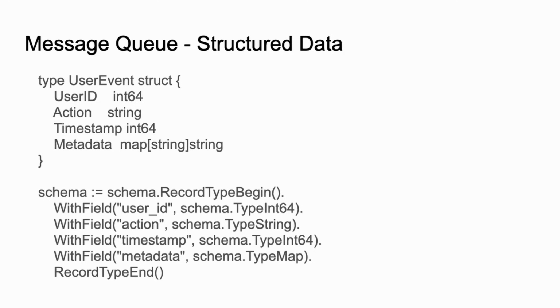Here's one example. If you want to store user events, you can just define the struct and also the schema. Basically, you can say the schema record type has fields user ID, action, timestamp, and metadata. This is a schema, and you can publish and subscribe to the messages. All of the messages will be converted into columnar format and stored as Parquet files on the SeaweedFS.